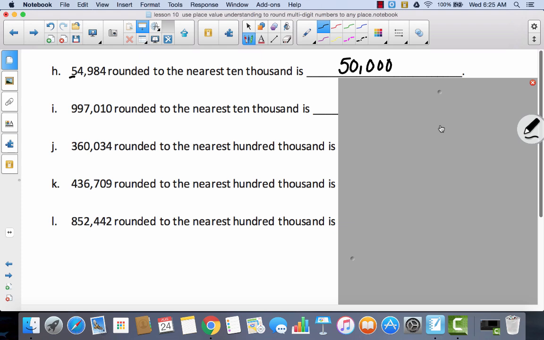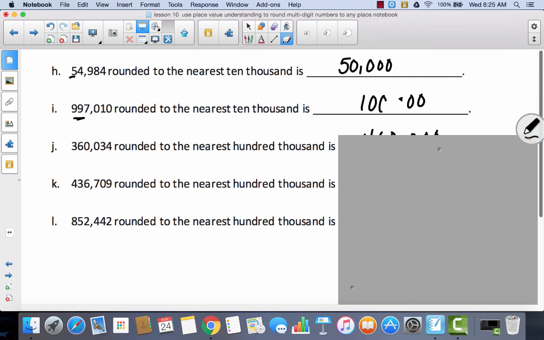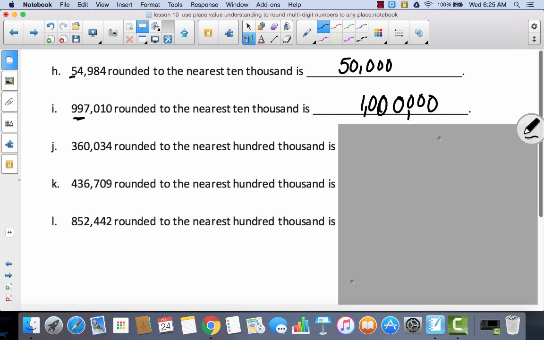Let's look at I. So I has 99 10,000s. So it comes between 99 10,000s and 100 10,000s. So this 7 tells me that it's going to round up to 100 10,000s, which would be not 100,000, which is what I wrote. Oops. 100 10,000s would look like this. How do you read that? 1 million.